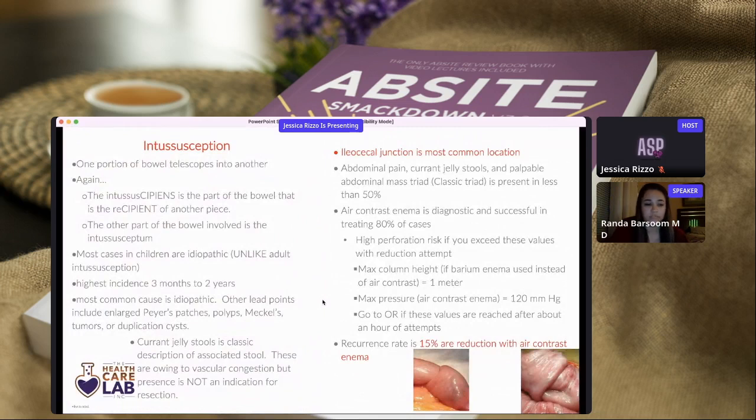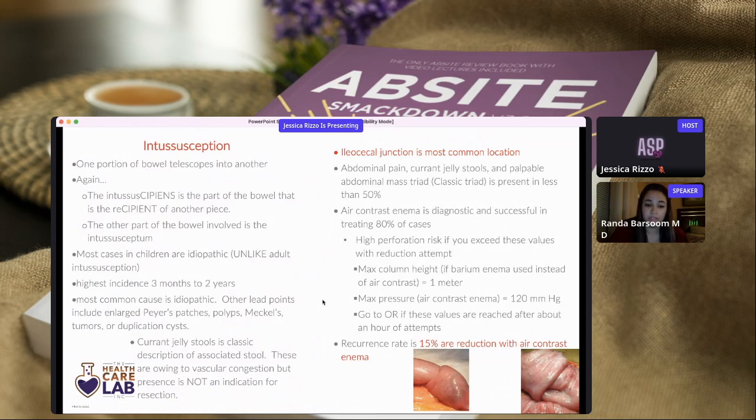Intussusception. I'm sure you've seen this. One portion of the bowel telescopes into the other. The highest incidence is in children ages 3 months to 2 years. Intussusception in babies, as opposed to adults, is not always considered something bad. As a matter of fact, it is usually due to enlarged Peyer's patches. You'll see what's called currant jelly stools, and the ileocecal junction is the most common location in babies.